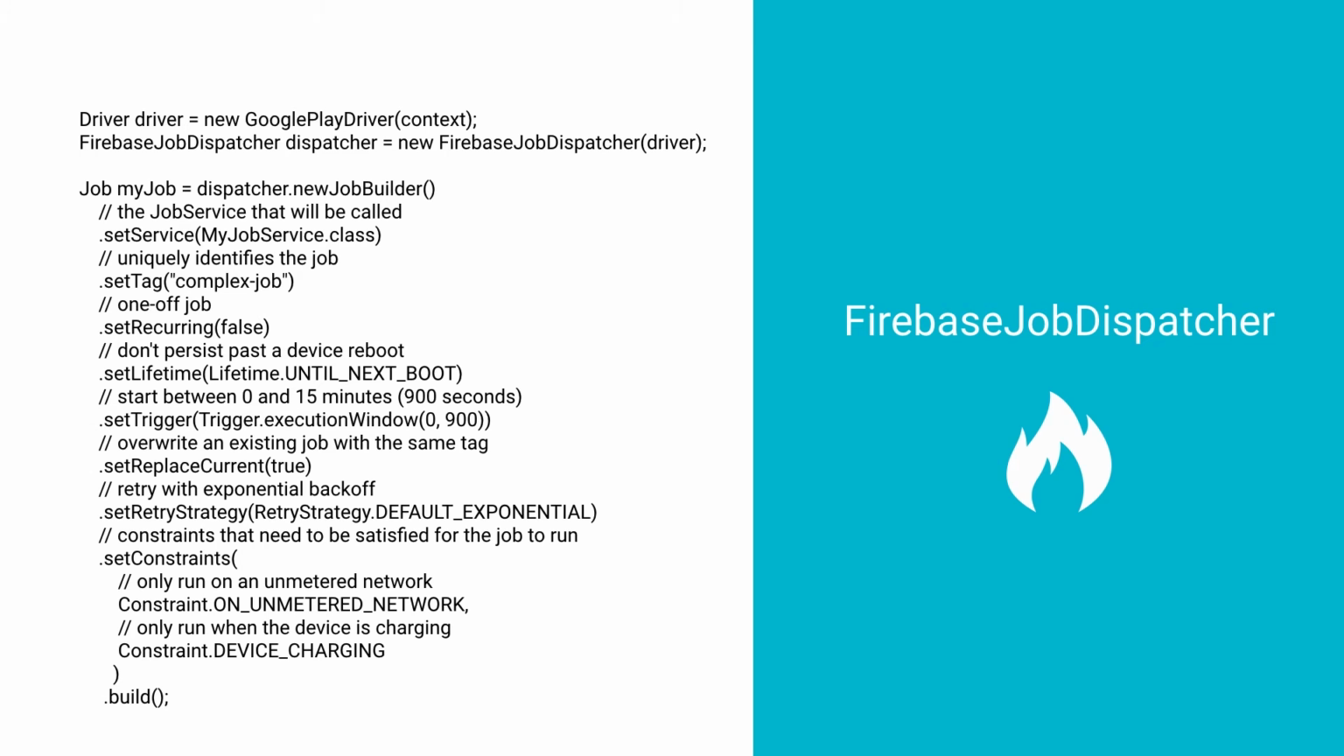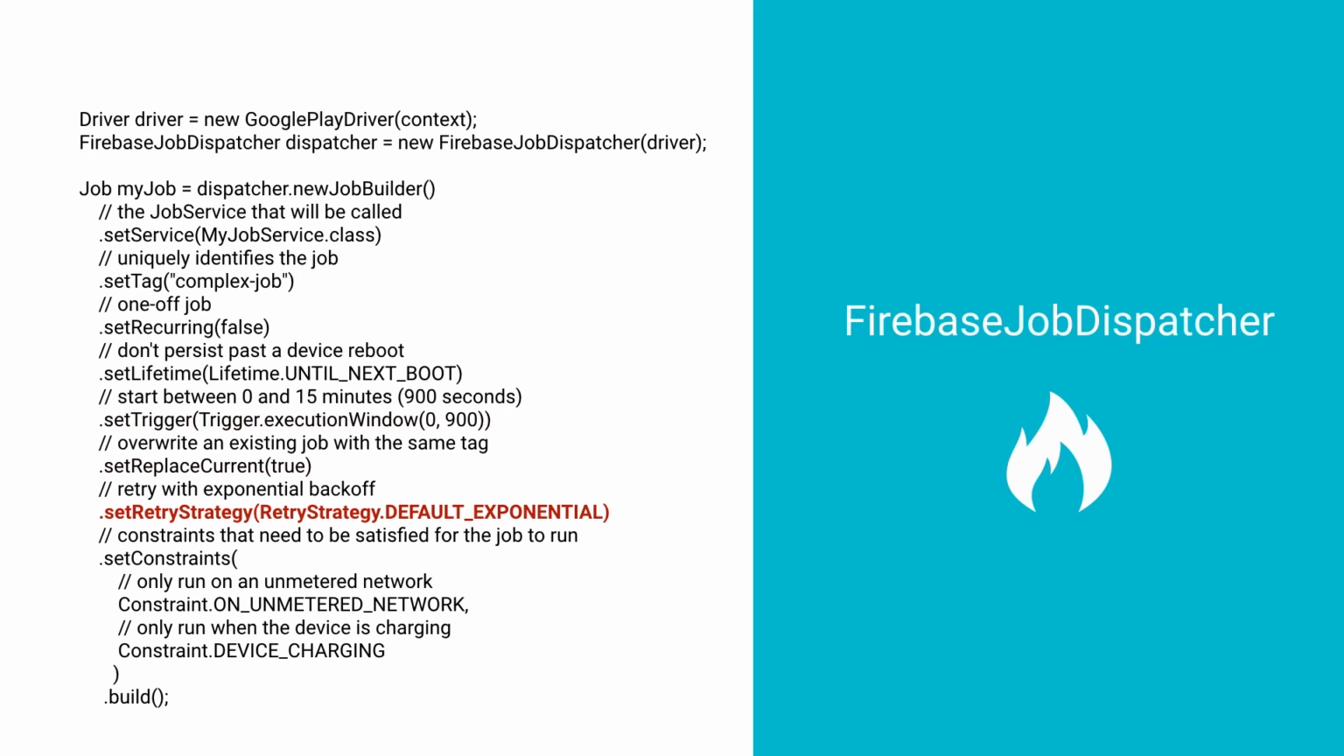First, you make a Google Play driver and use that to create a new Firebase Job Dispatcher object. Then you build the job, specifying all the constraints. In this case, the job triggers the MyJobService class. It has a unique identifier called a tag, which is set to complex job. The job doesn't recur, and it doesn't persist if the device is rebooted. It starts between 0 and 15 minutes and will replace a current job with the same tag if one exists.